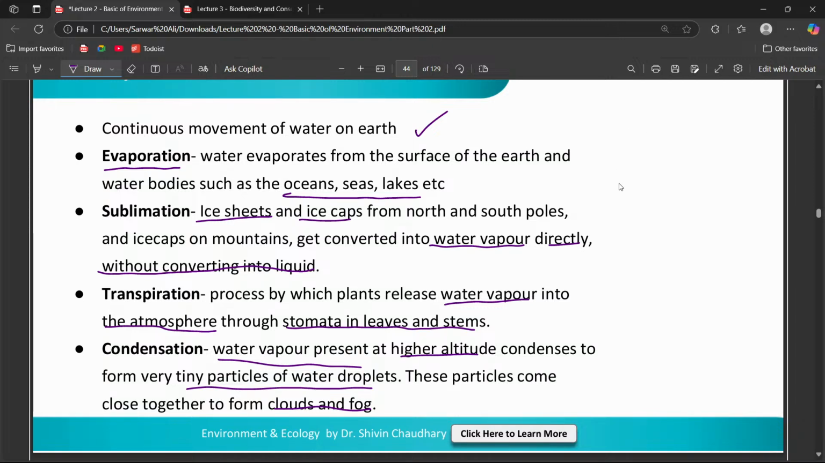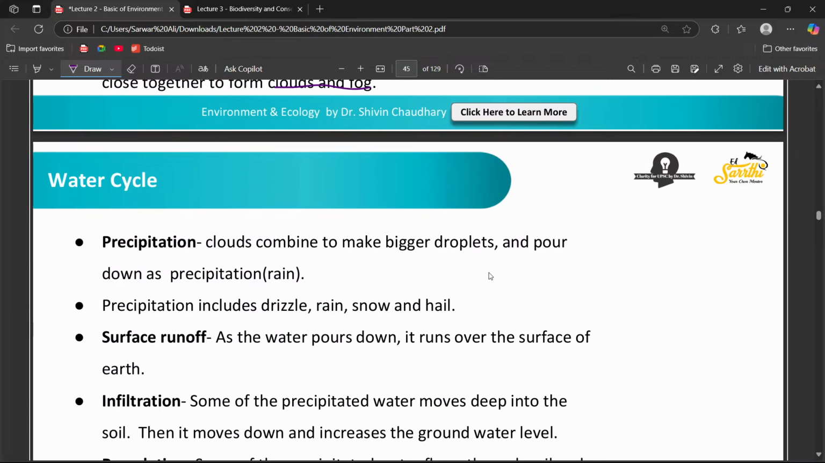Okay, what is evaporation? You will see how it more or less contributes to the cycle. This is liquid to gas, sublimation is solid to gas, transpiration is also liquid to gas, condensation is gas to liquid. Right, we are seeing these changes, and these are all part of the water cycle.